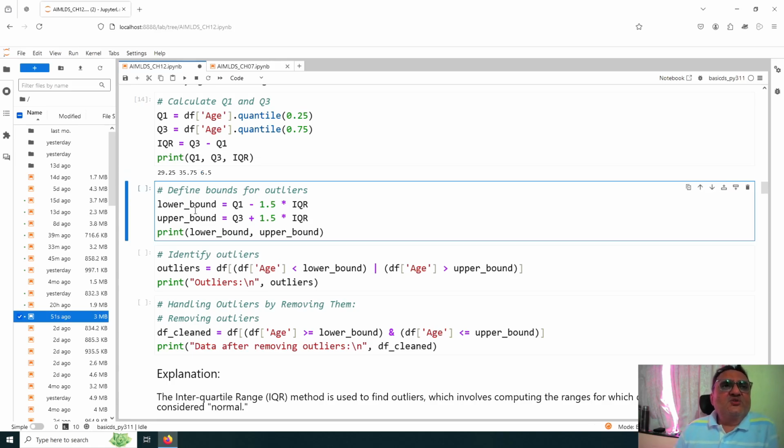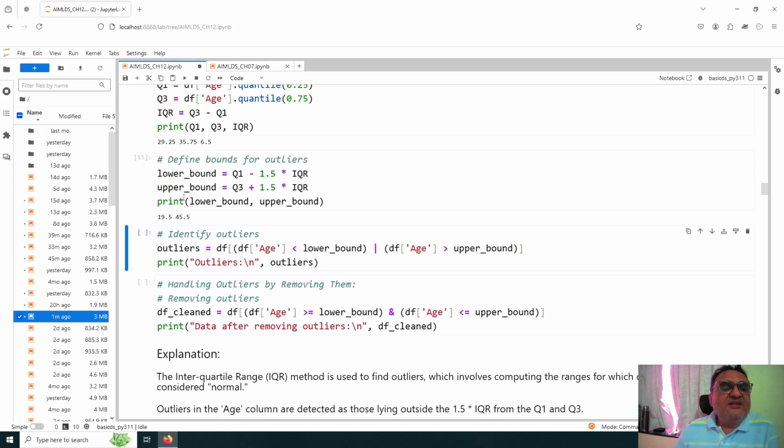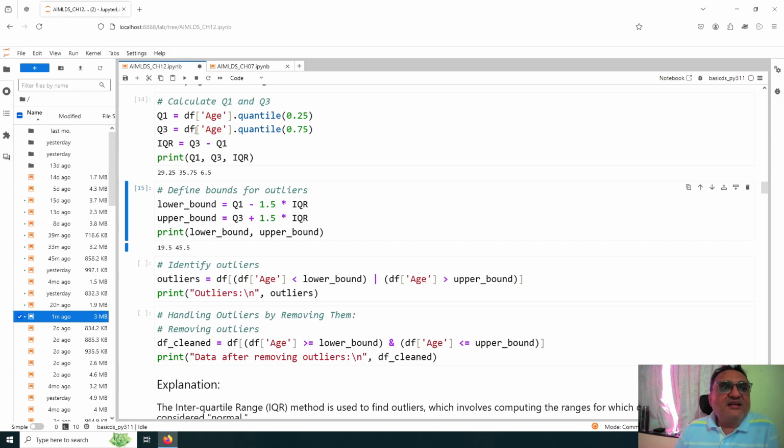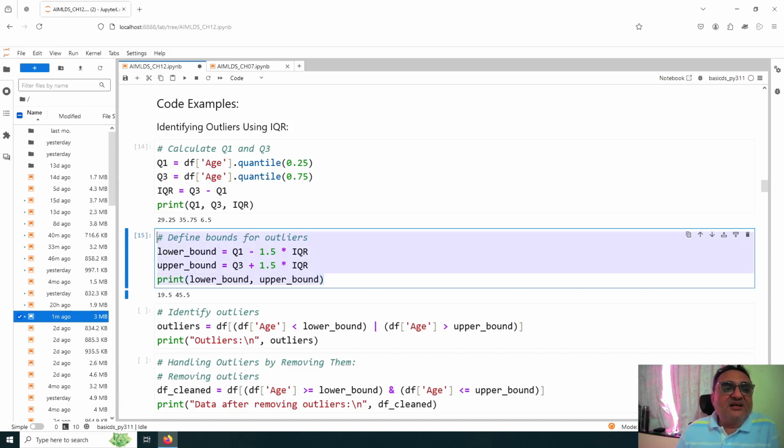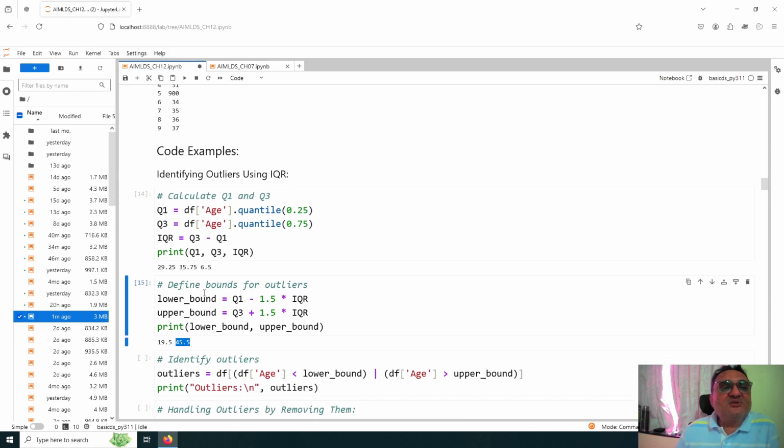Now calculate the bounds. So the lower bound will be Q1 minus 1.5 times IQR, and the upper bound will be Q3 plus 1.5 times IQR. So find the bounds and then print them. So that is the acceptable limit. Okay, my data set is of young people, but the acceptable limit is that up to 45.5, if the age is within that, I will not consider it an outlier, and from 19.5 as well. But less than 19.5, they are not even adults, so we will consider them as children, and therefore teenagers, and therefore we will not include them. Similarly, above 45.5 will also not be included.